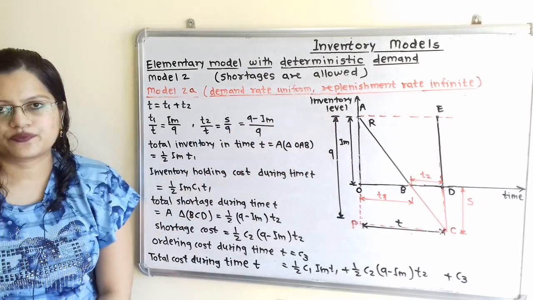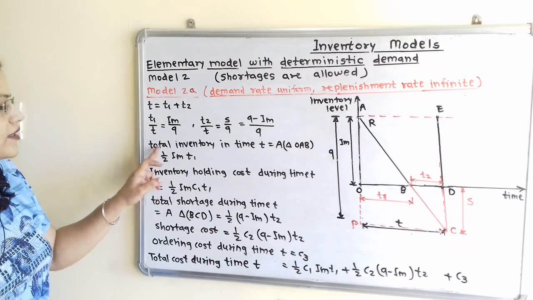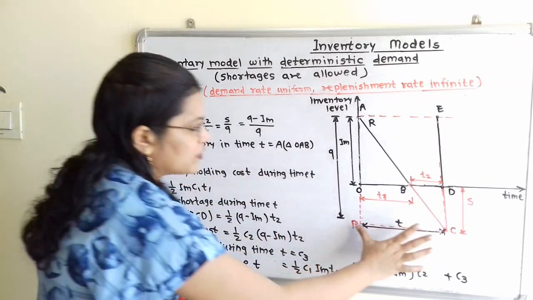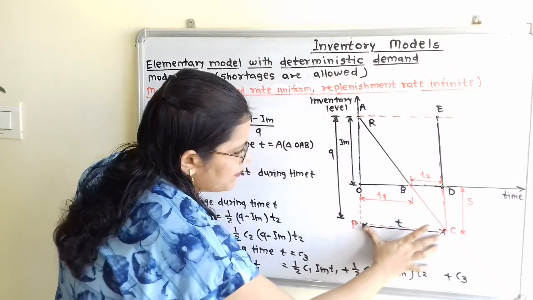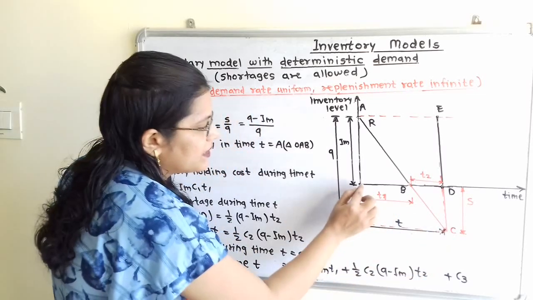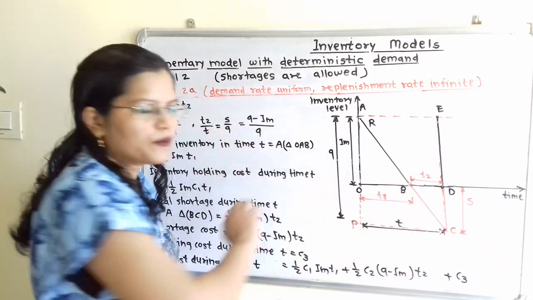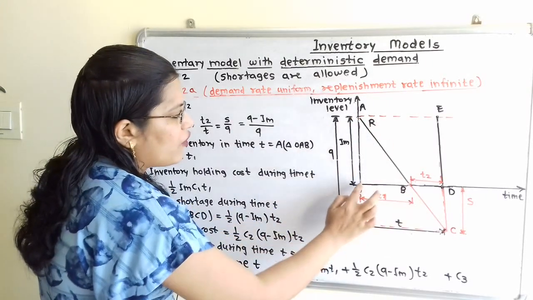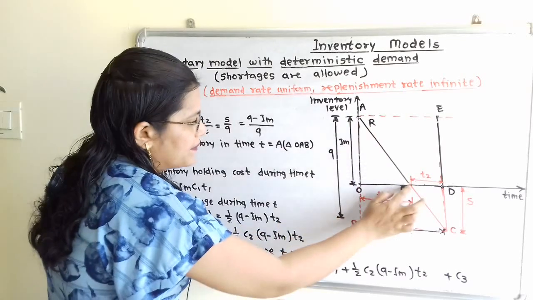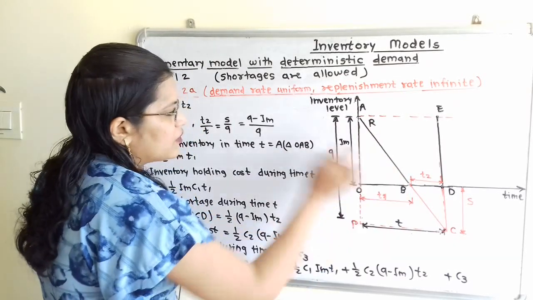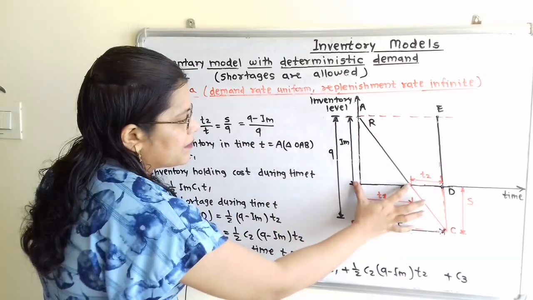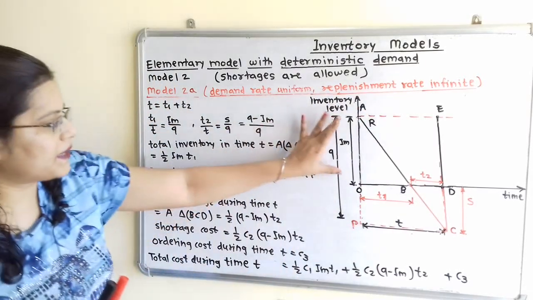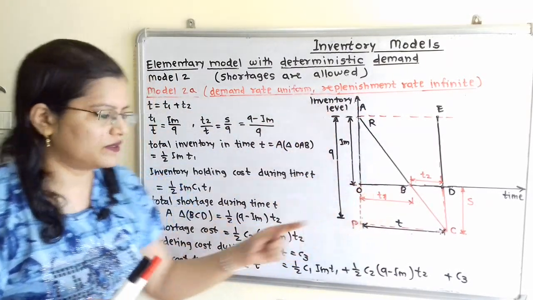Q minus IM by Q. Now we will find out what is the total inventory in time T. So here is the total duration time T, and in between this time T, inventory is available only up to point B. So we have to consider here the area of triangle OAB. So what is this area of triangle OAB? That is half multiplied by OB multiplied by OR, that is half multiplied by IM into T1.